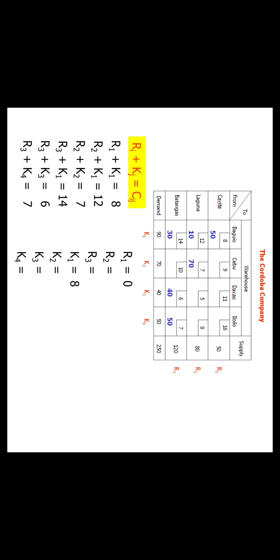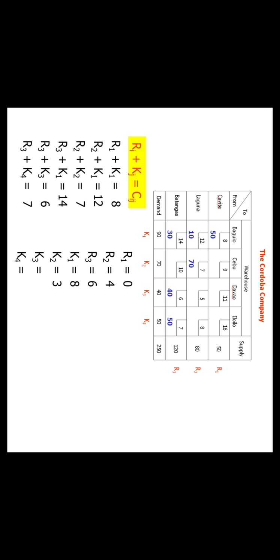If K sub 1 is equal to 8 for the second equation to be true, then R sub 2 should be equal to 4. If R sub 2 is equal to 4 for the third equation to be true, then K sub 2 should be equal to 3. If K sub 1 was found earlier to be equal to 8, for the fourth equation to be true, R sub 3 should be 6.